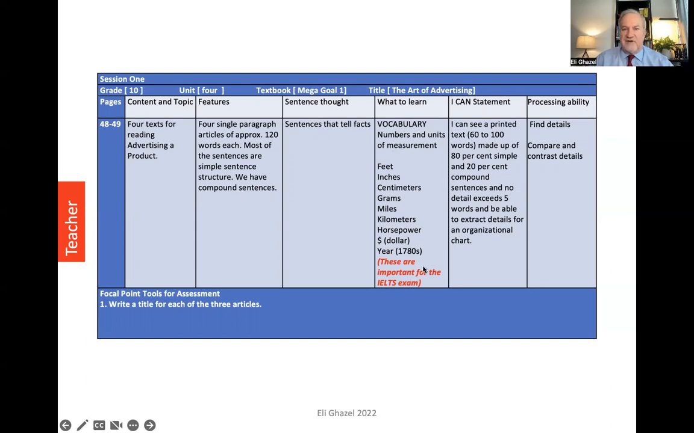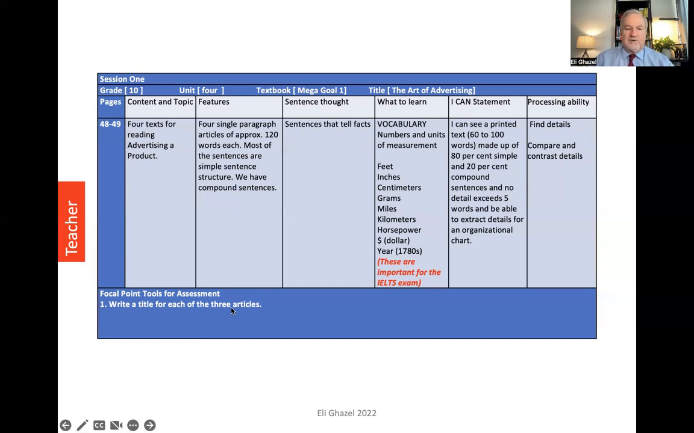Now, how do we connect to the IELTS exam or the IELTS way of finding out how good their English is? In all listening IELTS exams, there are always numbers and units of measurement. So today, our units of measurement are feet, inches, etc., and some numbers. And this is the I can statement. So what will our students be able to do? They'll be able to find the details, and they'll be able to compare and contrast the details.